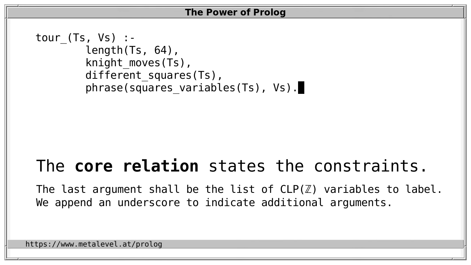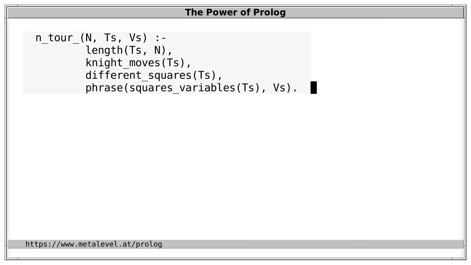What else can we do here? Well, we can, for example, generalize the definition, because here a concrete number occurs, the length of the tour, and we can generalize this to N, and we can add this N as an additional argument of the relation, and also adapt the name to n_tour_. So now it's more general, and we can now also easily test the approach with smaller instances. So this is our definition.